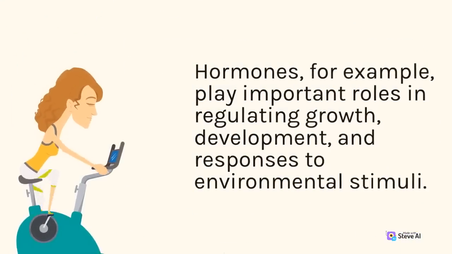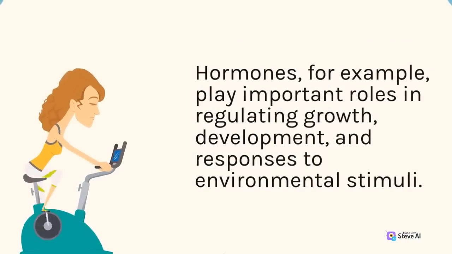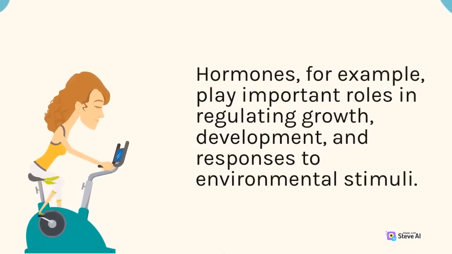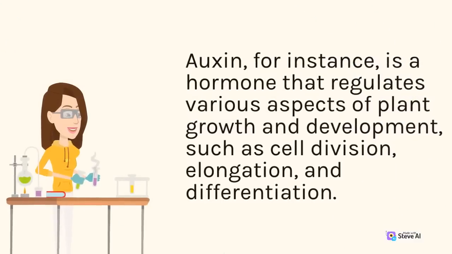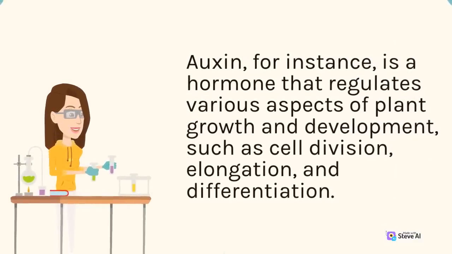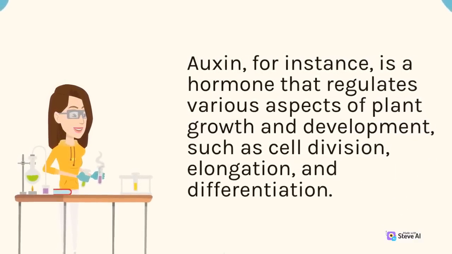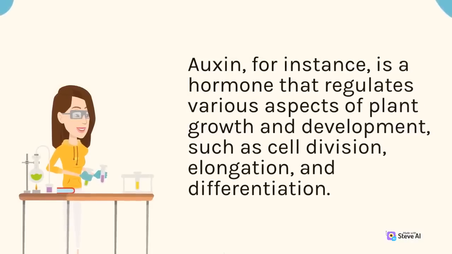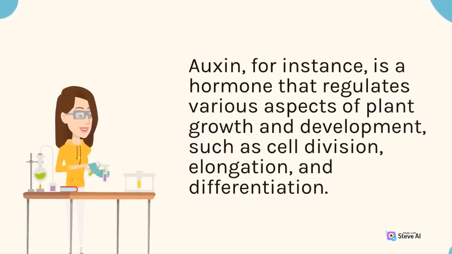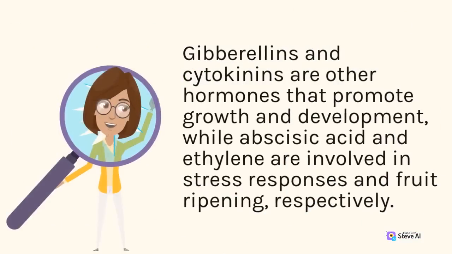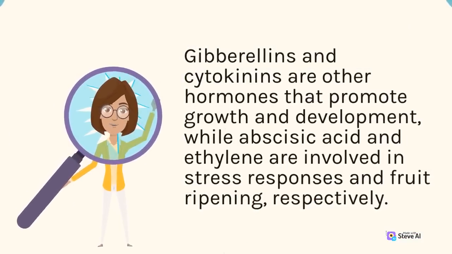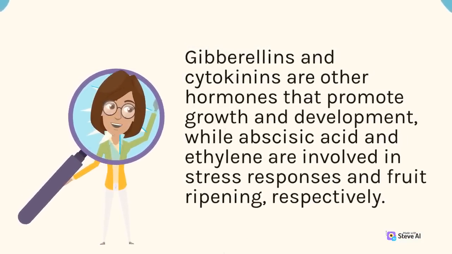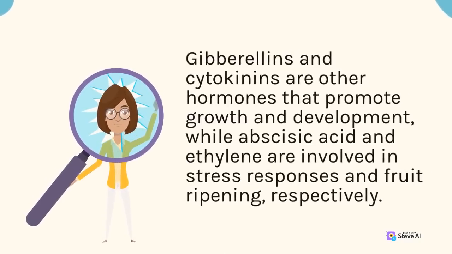Hormones, for example, play important roles in regulating growth, development, and responses to environmental stimuli. Auxin, for instance, is a hormone that regulates various aspects of plant growth and development, such as cell division, elongation, and differentiation. Gibberellins and cytokinins are other hormones that promote growth and development, while abscisic acid and ethylene are involved in stress responses and fruit ripening, respectively.